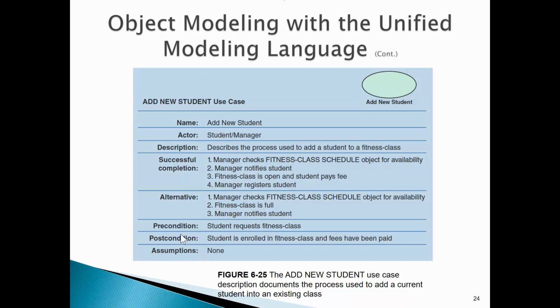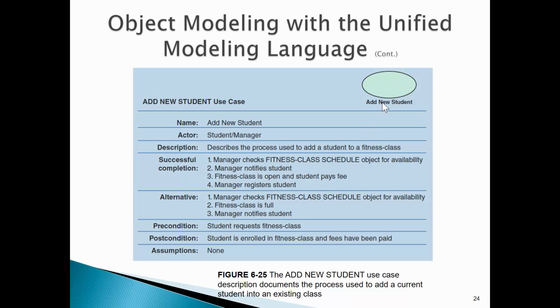So you can see a precondition to this is the student requests fitness class. That means the student needs to be a student in the system before they can request a fitness class. So there might be even additional preconditions that must be met. They're just giving you one, for example. And postcondition, they're registered in the fitness class and fees have been paid. So somewhere in this add student is the ability to pay.